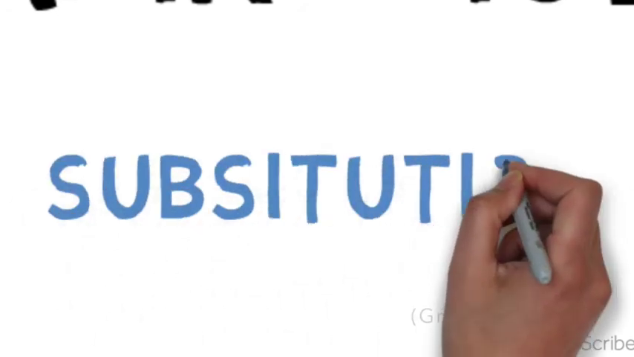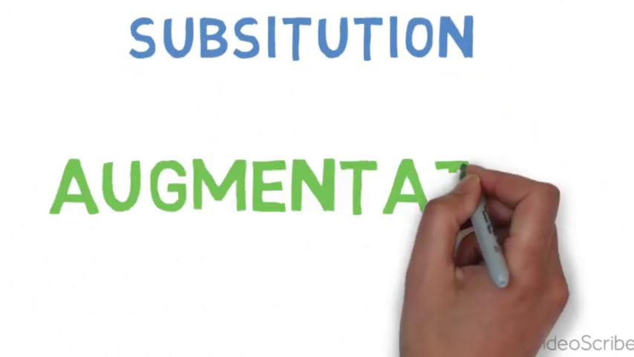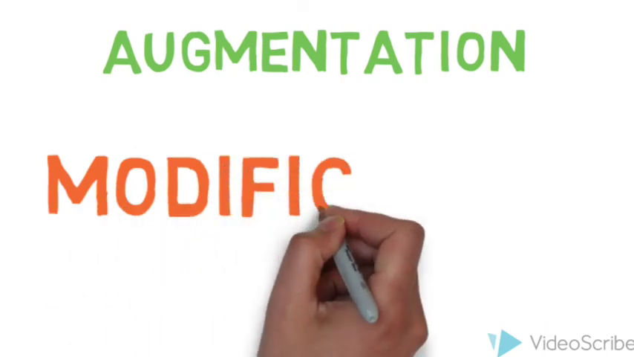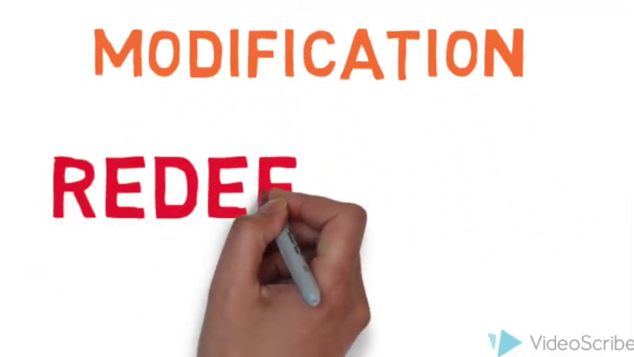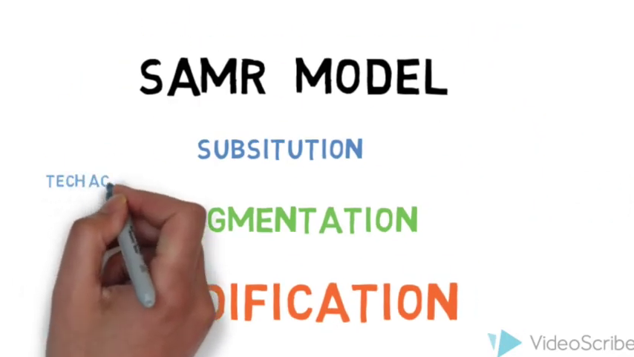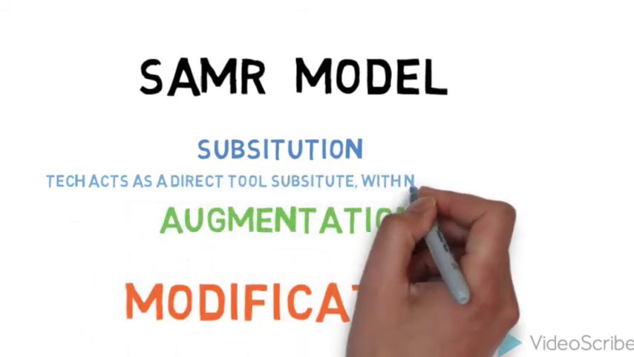It can be really difficult to determine what technologies are valued to us in the classroom. To determine this, we use the SAMR model. The SAMR model is a framework made up of 4 different levels: substitution, augmentation, modification, and redefinition.